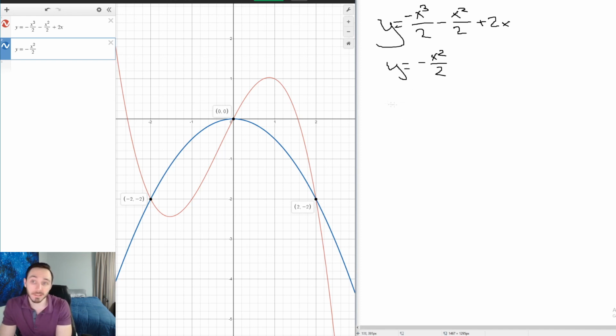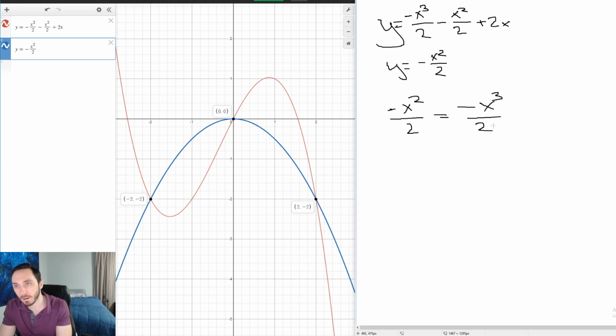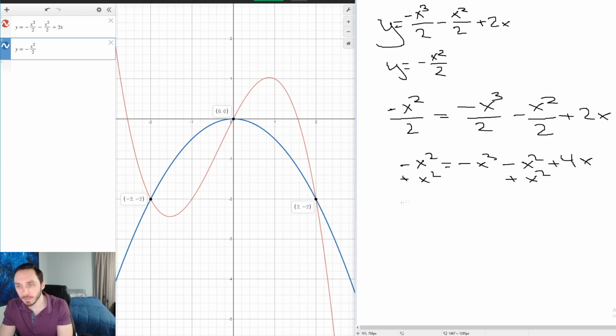So in which case we find where these intersect by setting them equal to each other. We would just say negative x squared over 2 is equal to negative x cubed over 2 minus x squared over 2 plus 2x. I don't like these over 2s. I'm going to multiply everything by 2. So I'm going to have negative x squared is equal to negative x cubed minus x squared plus 4x. I'm going to now add the x squared onto both sides. So I'm going to get 0 is equal to, I'm just going to factor out a negative, x cubed minus 4x. And we'll just divide both sides by -1 just to get that negative out of there. And I'll also factor out an x. If I can factor out an x here, I have x squared minus 4 on the inside. And this is a pretty expression to solve for.